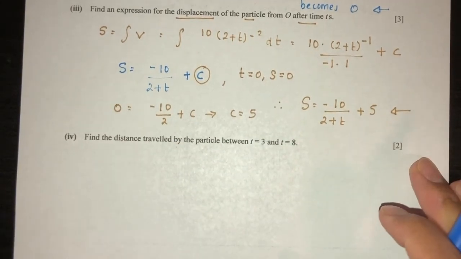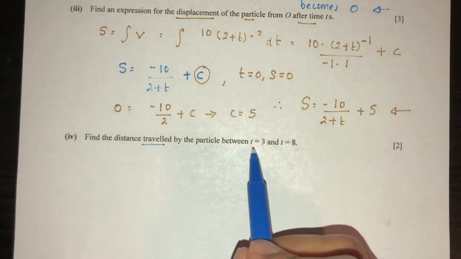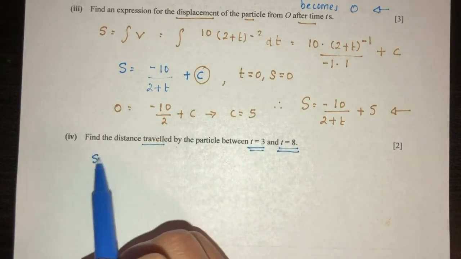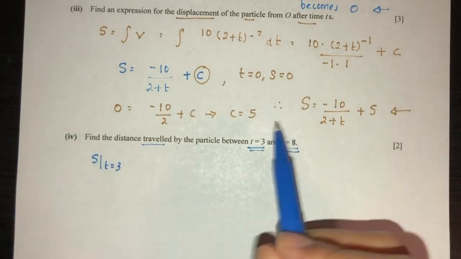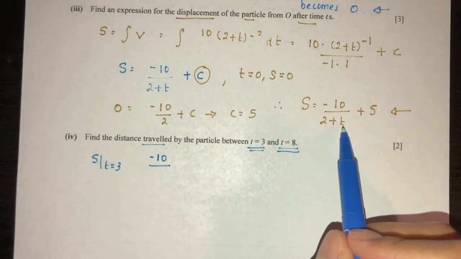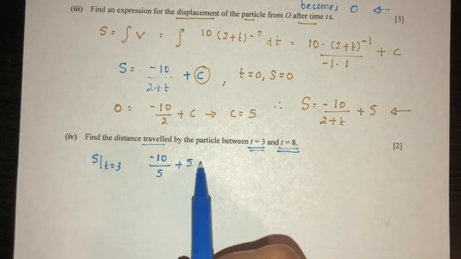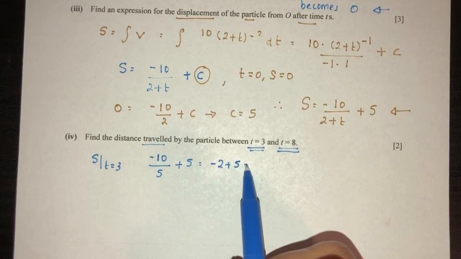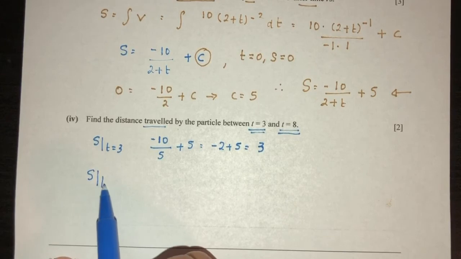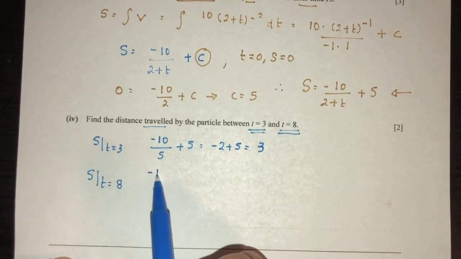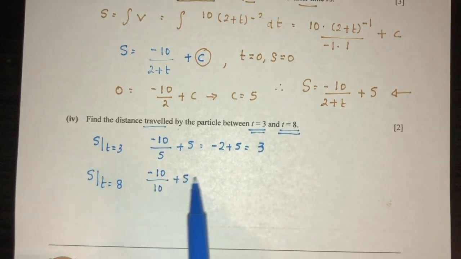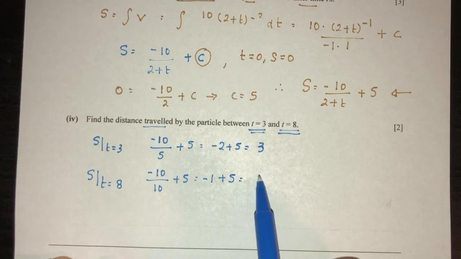Now for part 4, we have to find the distance traveled by the particle between those two times. Pretty easy. You have to find s at time 3. So you will have minus 10 over 2 plus 3, which is 5, plus 5. That will be minus 2 plus 5, which is 3. Now we have to find s at time 8. Minus 10 over 2 plus t, so 2 plus 8 will be 10. That's minus 1 plus 5, and that will be 4.